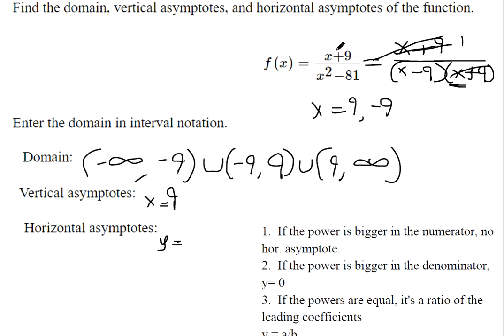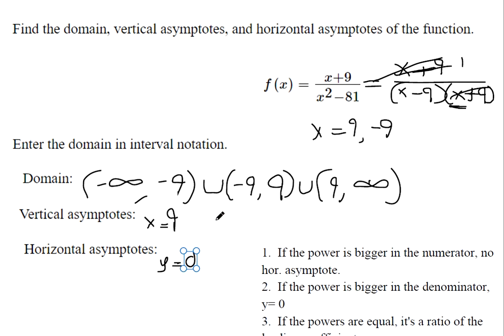Power is bigger in the denominator, right? Power of 2 compared to a power of 1, so y equals 0 is my horizontal asymptote.